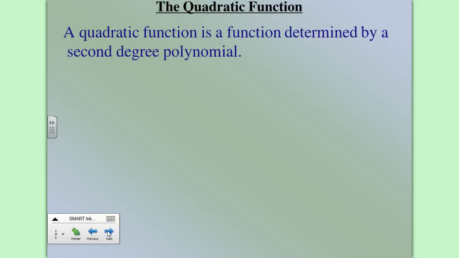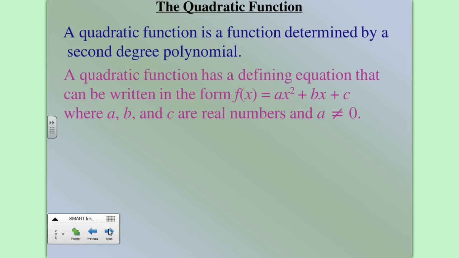So a quadratic function is a function determined by a second degree polynomial. A quadratic function has a defining equation that can be written in the form f(x) = ax² + bx + c, where a, b, and c are real numbers, and a cannot be 0.